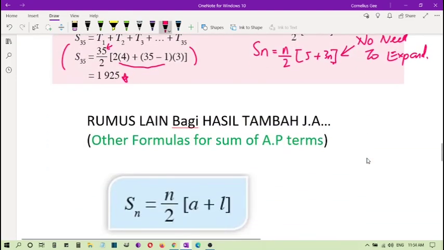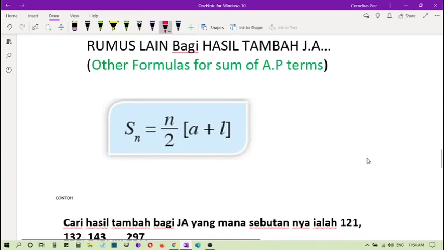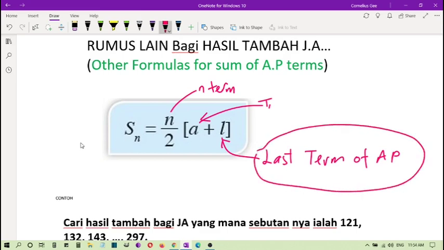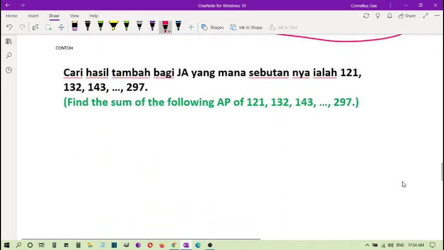Now there is another formula for the sum of a JA, the formula for the sum of an AP. Semua makna n sama, n is the nth term, this one is the first term, and of course this one will be the last term of the AP, sebutan yang terakhir dalam satu JA. Jadi kita lihat contoh di sini. Cari hasil tambah bagi JA yang mana sebutannya ialah 1, 2 dan seterusnya. Jadi dalam JA ini dia ada sebutan yang terakhir ialah 297.